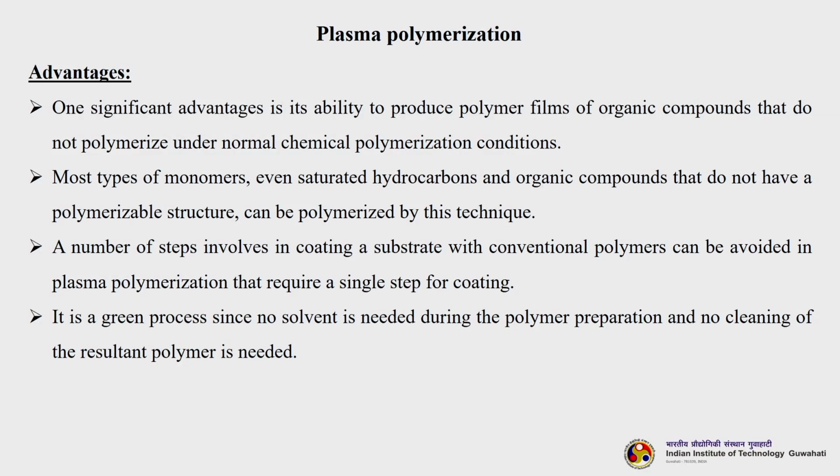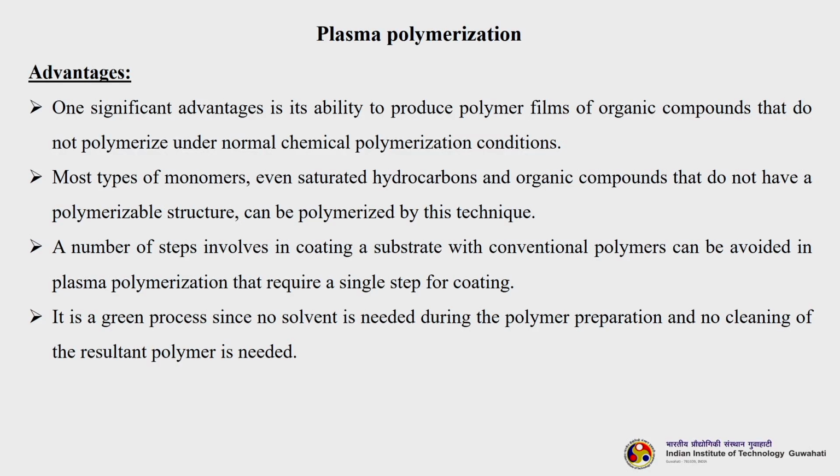So, the advantage of plasma polymerization is its ability to produce polymer films of organic compounds that do not polymerize under normal chemical polymerization conditions. So, students, try to understand that there are certain polymers which have very good properties to form a particular membrane. However, they are not getting polymerized under standard reaction conditions or other processes. That is why plasma polymerization helps. So, most of the monomers, even saturated hydrocarbons and organic compounds that do not have a polymerizable structure, can be polymerized by using this technique. So, this is the beauty of this particular process.